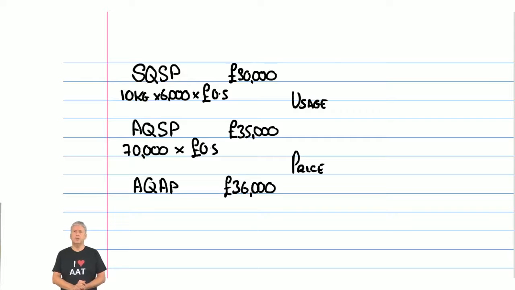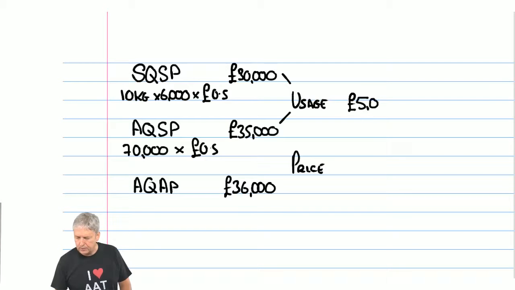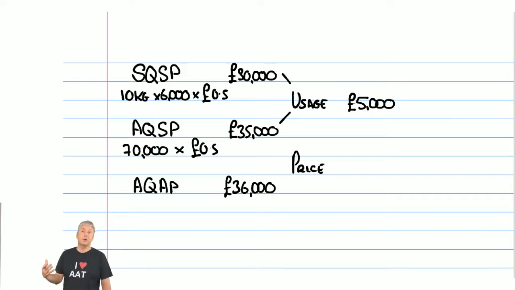So how do we determine whether the variance is good or bad? When we compare the standard quantity standard price to the actual quantity standard price, we see that there is a difference of 5,000. So is that adverse or favourable? Well, the thing to remember here is that we're looking at a cost variance. And because we're looking at a cost variance, we would rather that the cost was lower than it was higher. And what we're seeing here is that the actual quantity used is higher than that which we expected, which presumably is a bad thing.